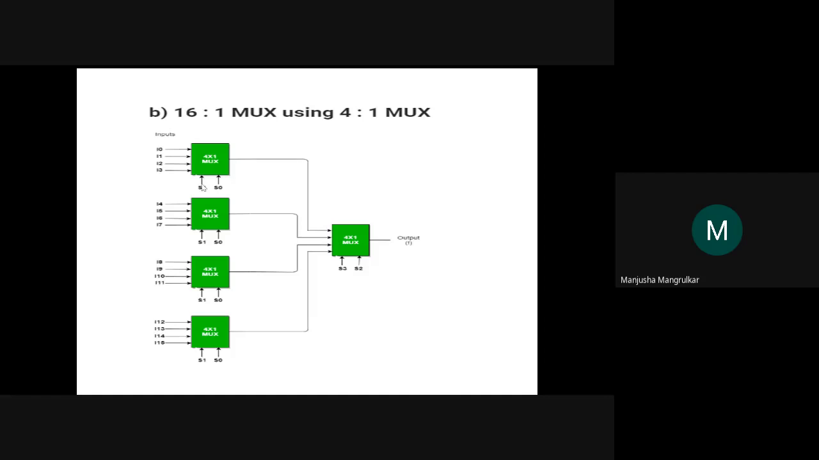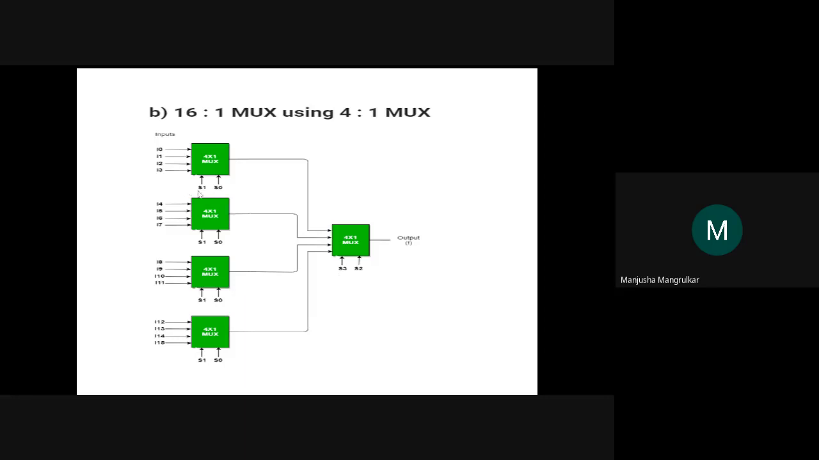Now those are the LSB selector lines that will be the input signals of your internal mux. This is the internal mux. This is your external mux, right? So the S0, S1 go to each of the internal muxes, and S2, S3 go to the external mux, right?